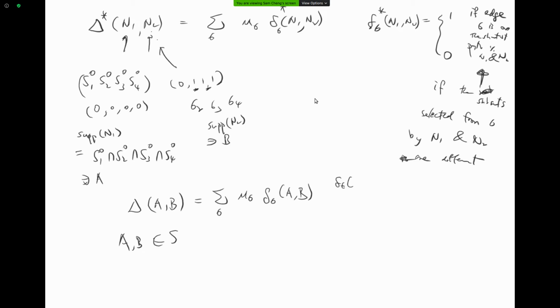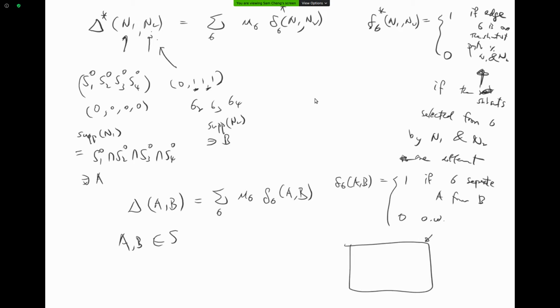And here I define delta sigma AB to be equal to 1 if sigma separates A from B, and 0 otherwise. What I mean by separate is: I have the entire set S here, and I have an A here, and I have B here. So if I have the sigma like this, then delta sigma will be equal to 1.